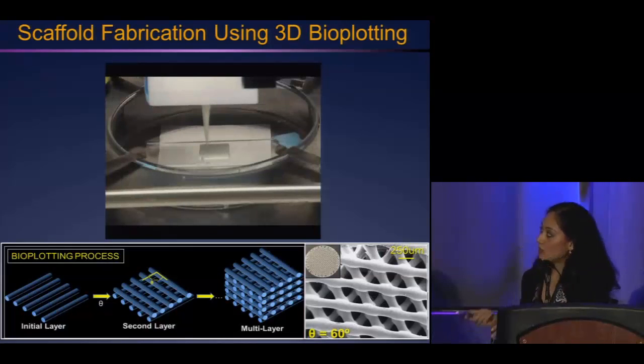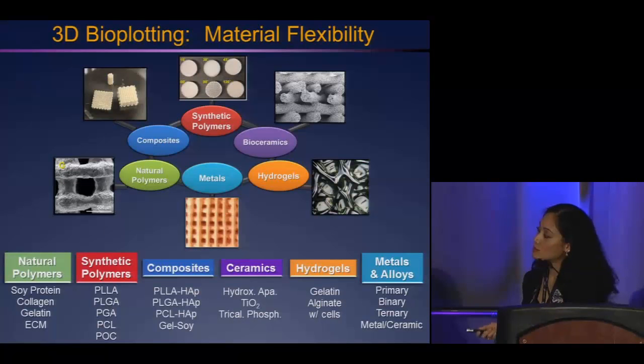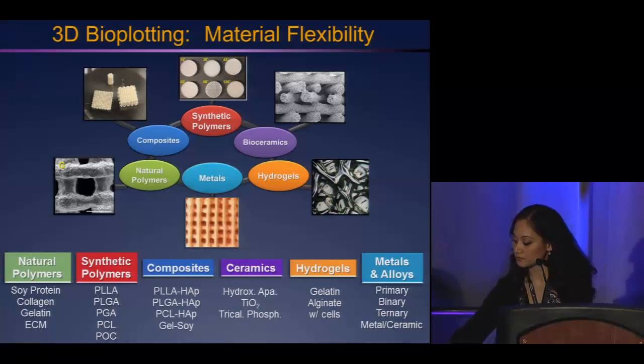And so our lab has been able to optimize the printing parameters as well as material properties to be able to create defined structural scaffolds by printing polymers, both synthetic and natural polymers, composites, ceramics, hydrogels, and even metals and cells within these different composite systems. And we have both capacity to print at high and low temperatures.